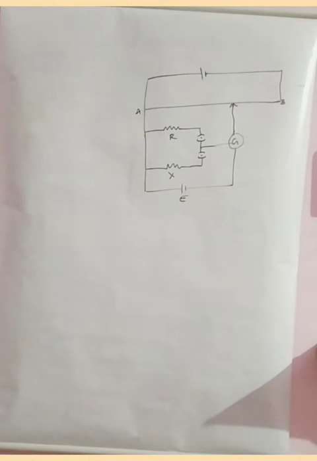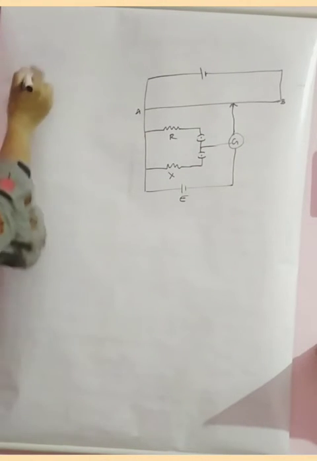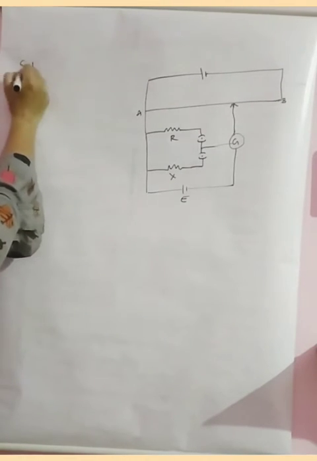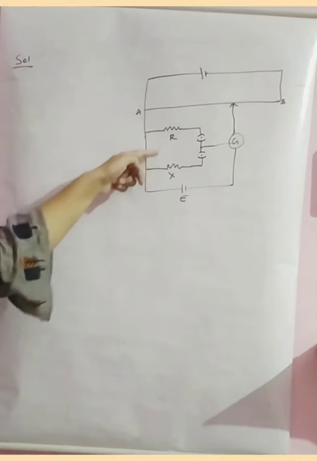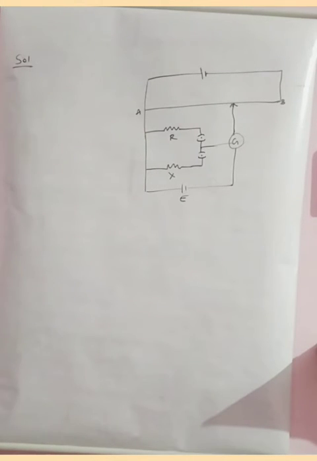Okay, so now this is the third problem which we are going to do. Here in this question, I am going to read for you. The question says that the given figure shows a potentiometer circuit for comparison of two resistances. Here we have to do the comparison of two resistances R and X.